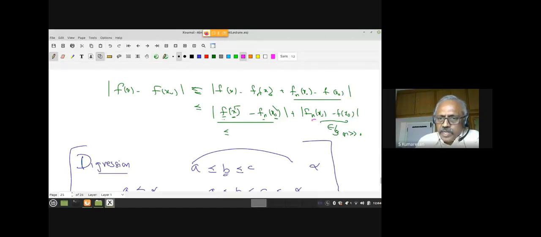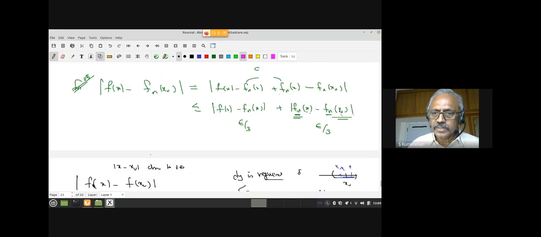But then here there is a problem. This function is different, the values are also different. So there is no way I can make sure this is less than something. So what do I do? Again I use a curry leaf. I know f(x) is very close to f_n of x if n is very, very large, and then f_n(x) is very close to f_n of x naught if x is very close to x naught. So these are the two facts.